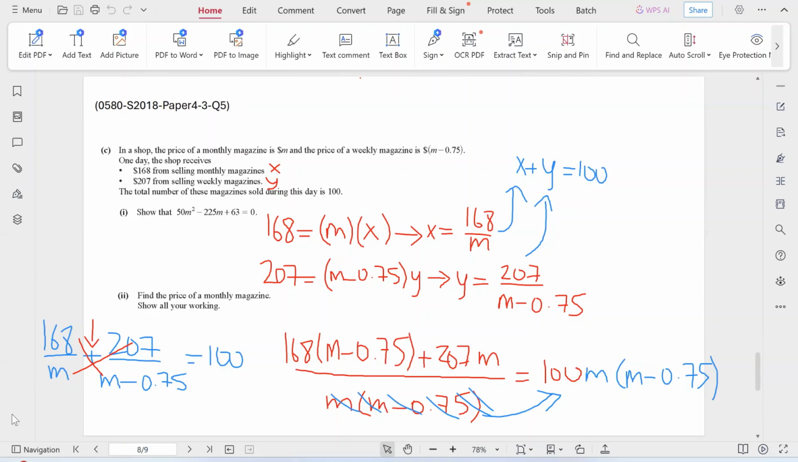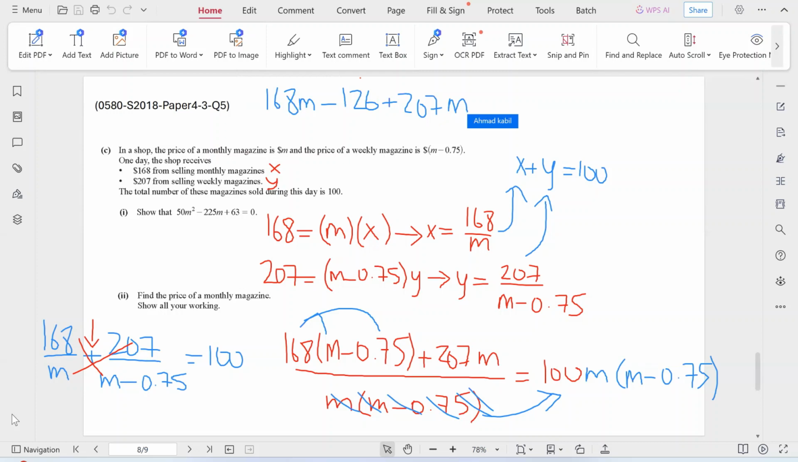So let's start by distributing the 168 over m and over 0.75. So we get 168 m minus 168 multiplied by 0.75. That gives us 126 plus 207 m.